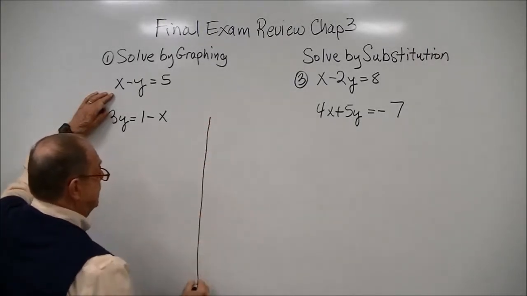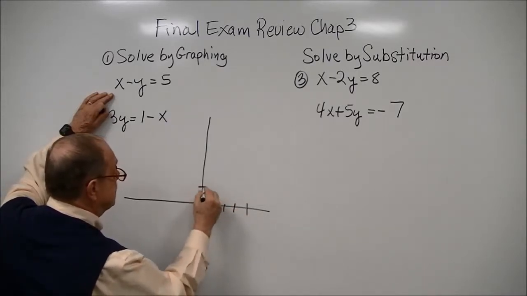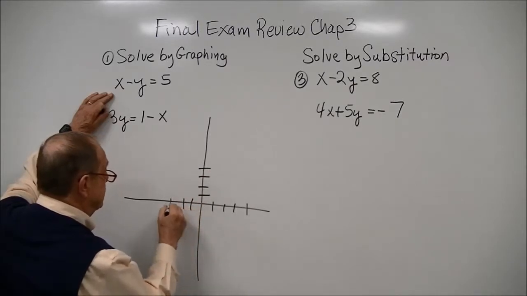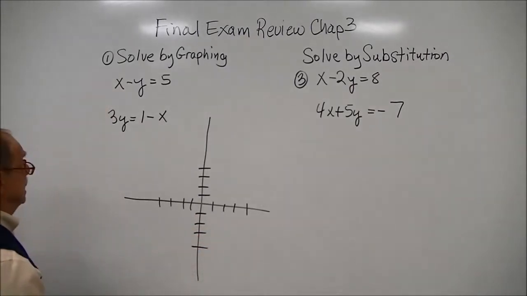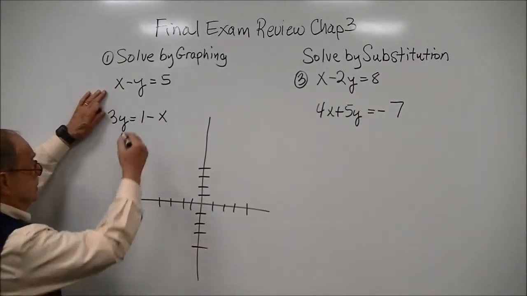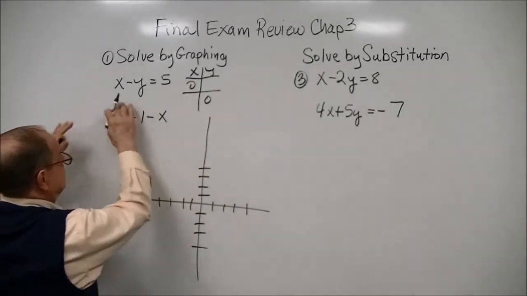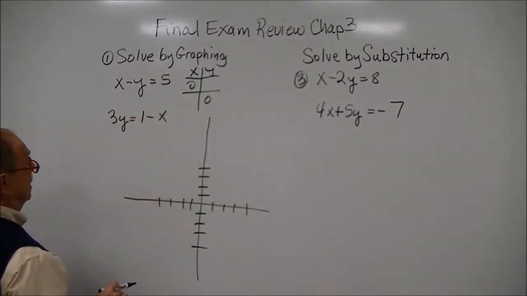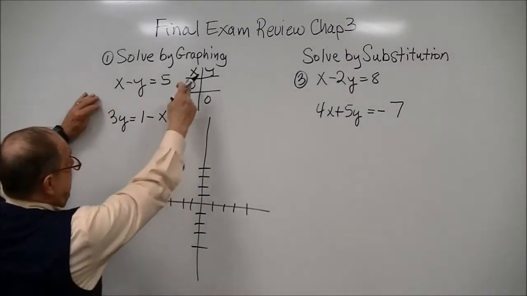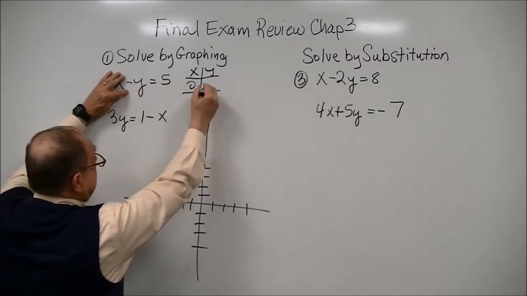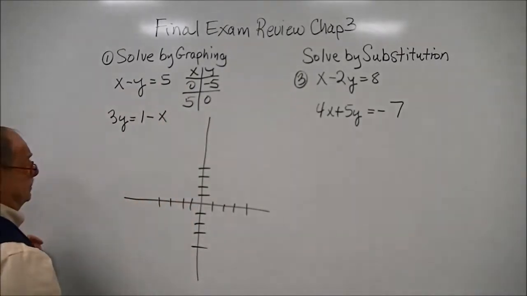So we'll draw a graph. Now in graphing this, we could use the X and Y t-chart, where we're going to solve for the X and Y intercepts. It's in standard form, so this is a good tool. So if x is 0, y is going to be a -5. If y is 0, x is +5.